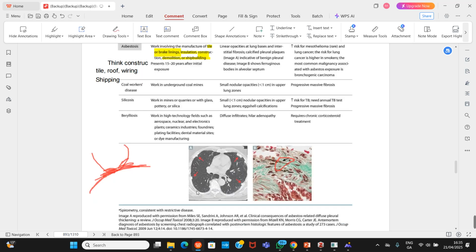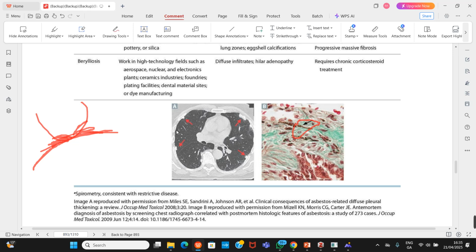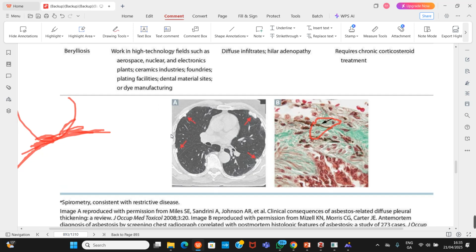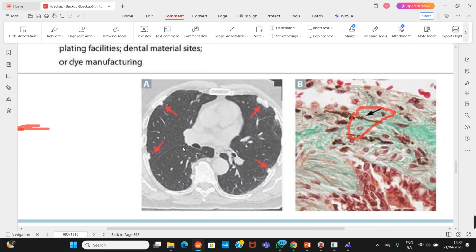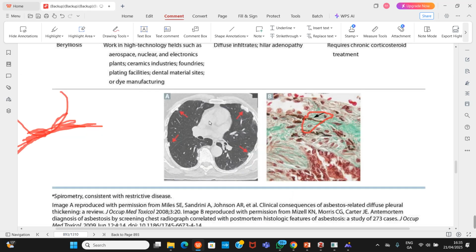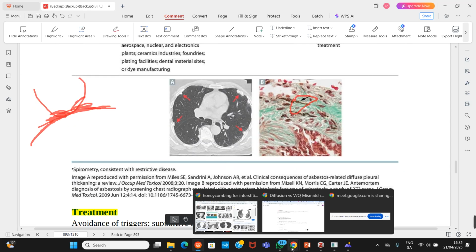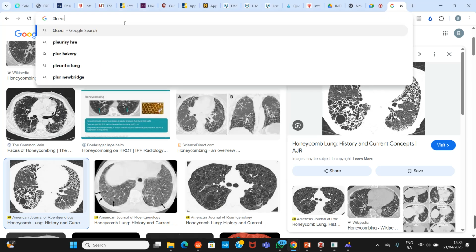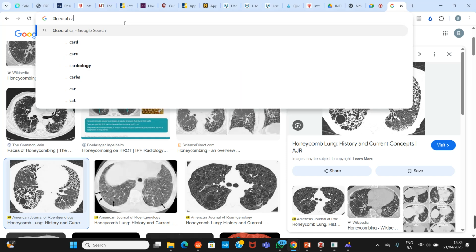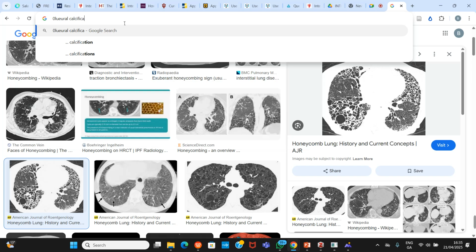If you look at this image here, the pleura is surrounding the lungs, so we are going to see all this white stuff here. That's pleural calcification. I'm not sure that's it. Let me check for another image. You just see it lining the lungs. Pleural calcification CT.